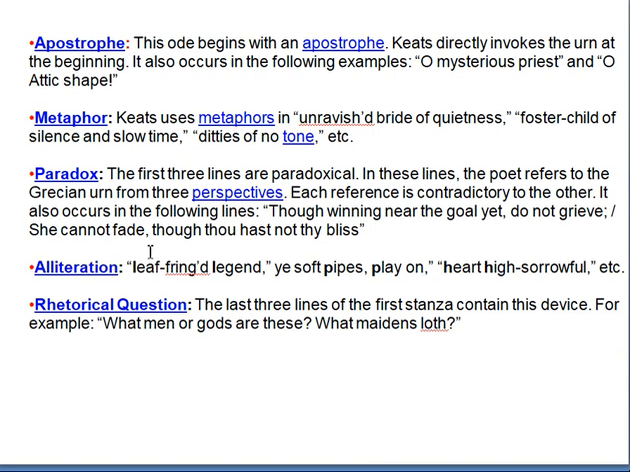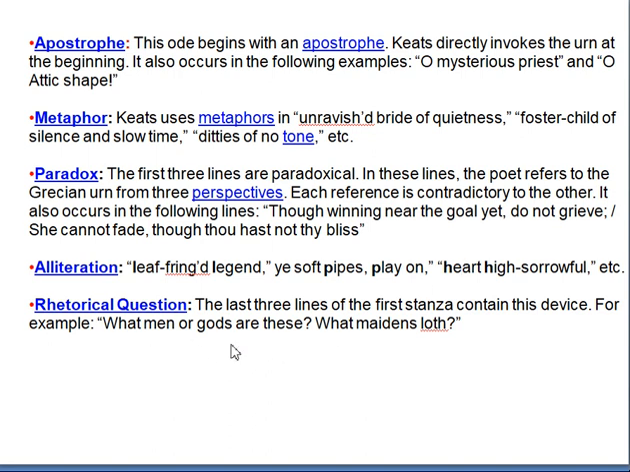Now, alliteration is another poetic device we can see here. Leaf-fringed legend. So this is a hyphenated word. Okay, leaf-fringed, so the L sound goes for consonant. We can count it as alliteration. Then another example we can see: yea, soft pipes play. The P sound can be counted as alliteration. Now, heart high, sorrowful. So the H sound can again be counted as alliteration for consonant.